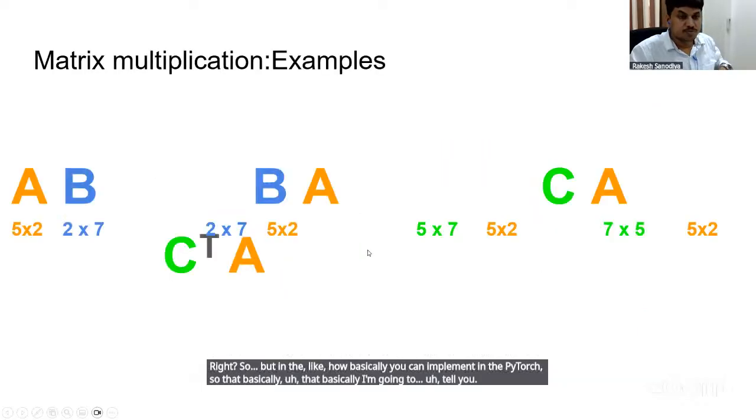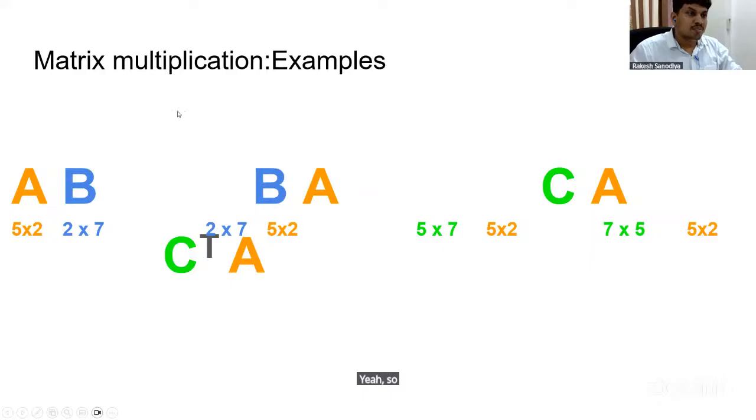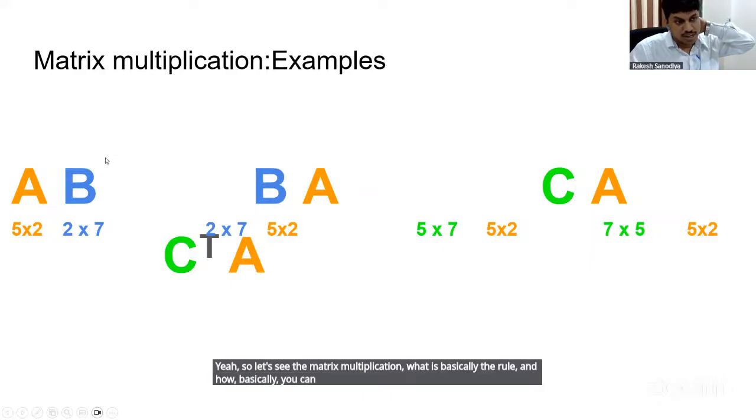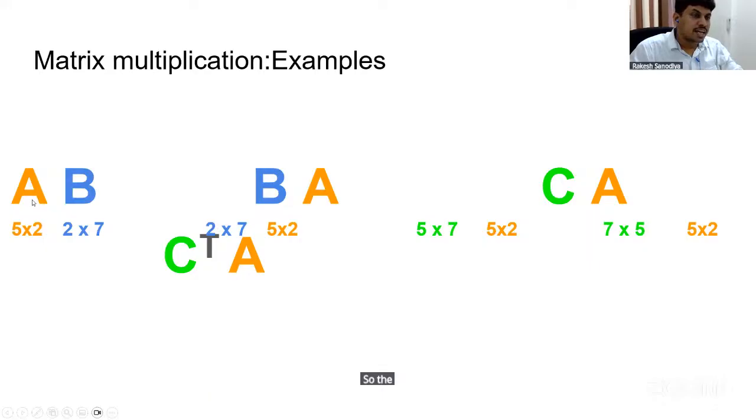Okay, so let's see the matrix multiplication, what the rule is and how you can perform it here. So here you can see A, B, right? What is the size of A? The size of A is 5 cross 2 and the size of B is 2 cross 7, right? So the size, as I told you, right?